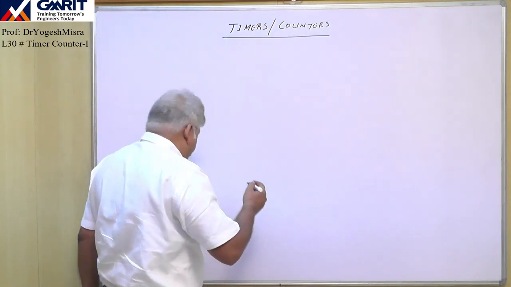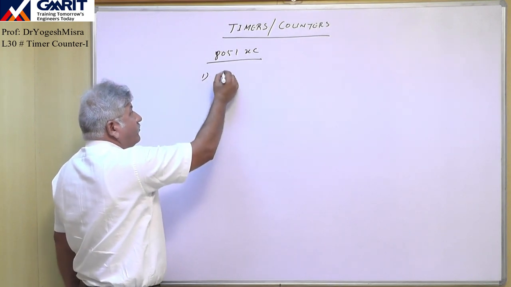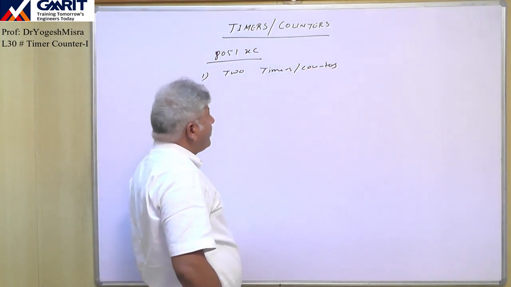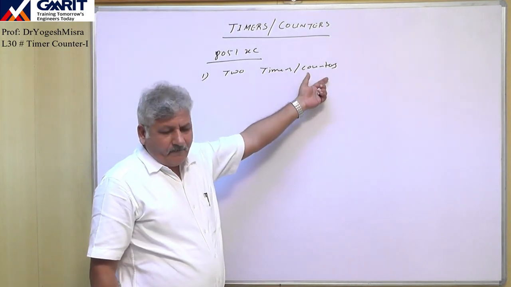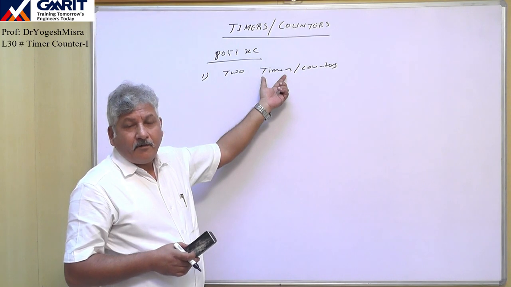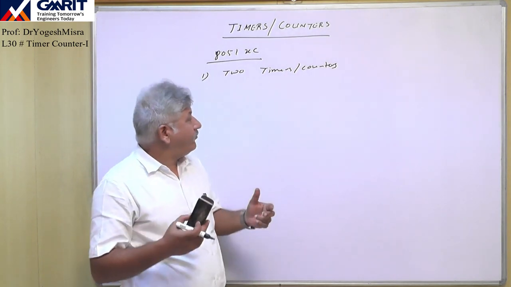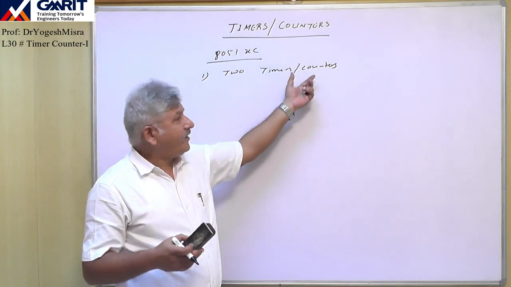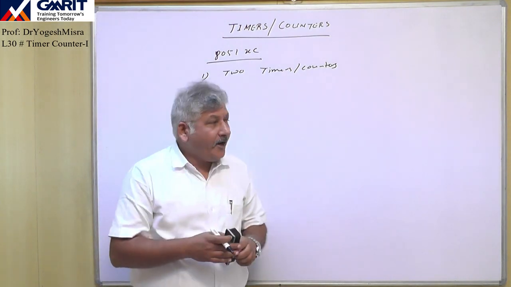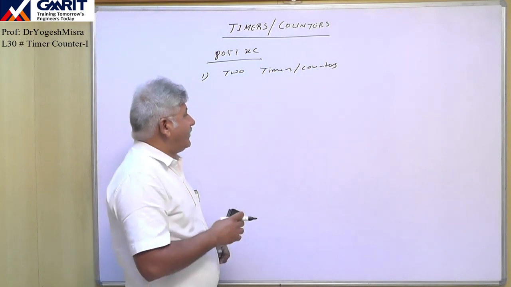Now, in case of the 8051 microcontroller, there are two timers or counters. I am using the word timer slash counter. The hardware is the same, but it can be used as a timer and it can be used as a counter. So we can utilize the same hardware for timer or counter. Basically, we use timers to generate delays, and we use counters to count certain events. We will see all these things in coming lectures.